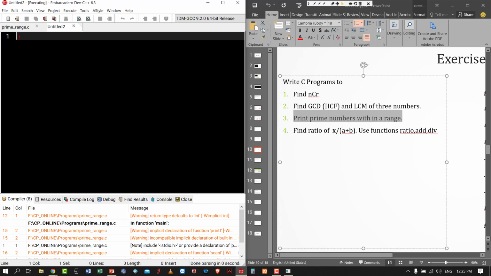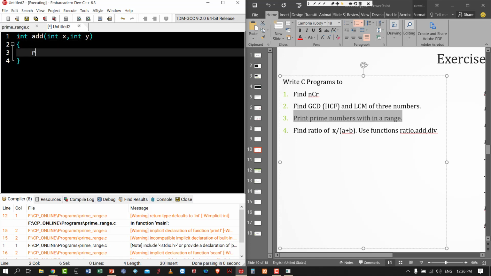First I will write the add function, int. I already told you function declarations are not mandatory, so in this program I am not using any function declaration. So first I will write add, int x comma int y, return, I already told you can write expressions also, return x plus y. I'm not using any third variable.